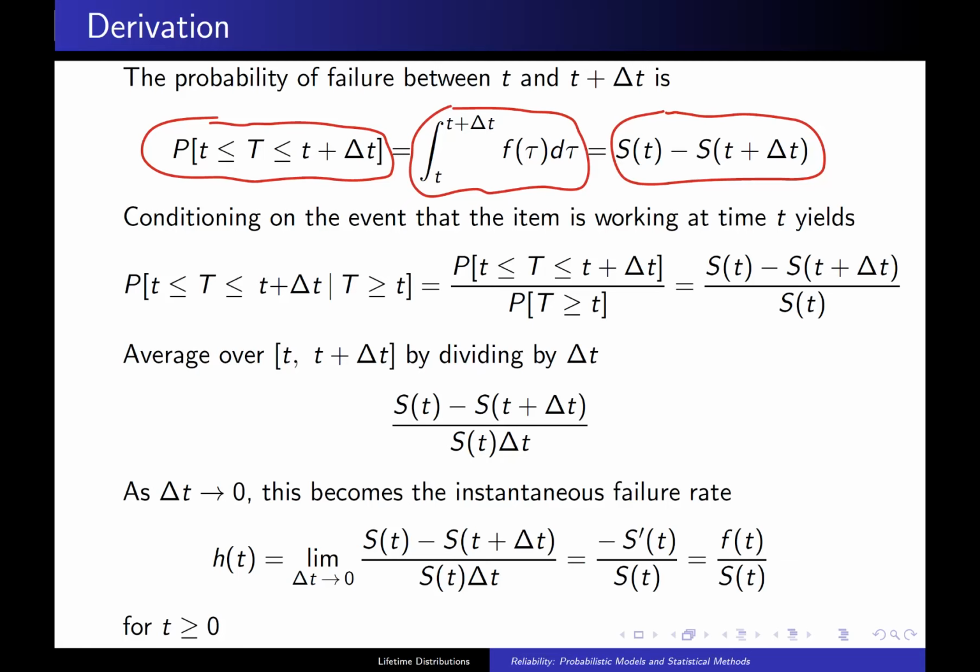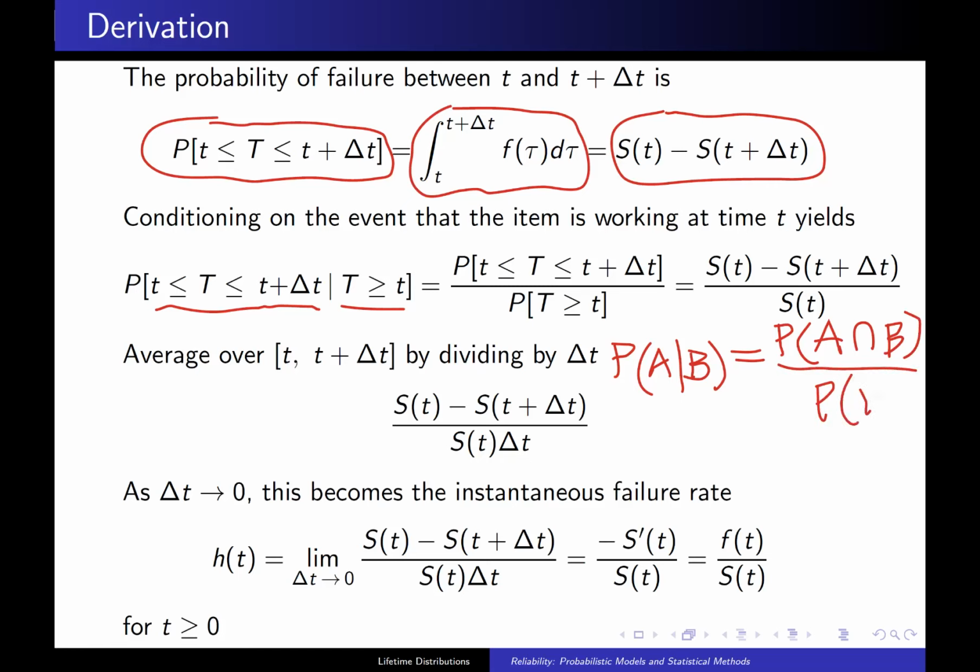In the next step, we look at that same event, but now we condition on the fact that the item is still functioning at time t, which is another way of saying its lifetime is greater than or equal to t. This is the typical situation with conditional probability, where you want the probability of one event given another event, and this will be the probability of A intersect B divided by the probability of B.